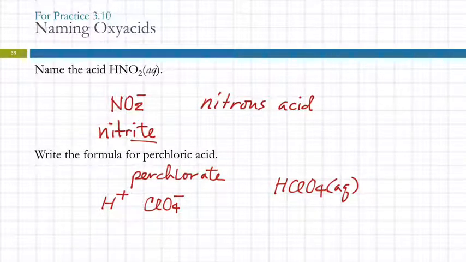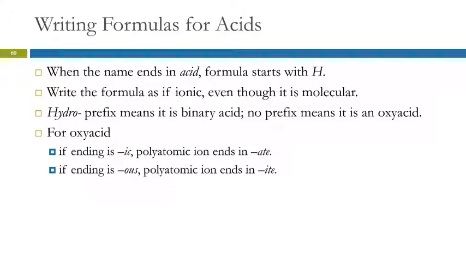Some acids have more than 1 hydrogen ion. If the oxyanion has a charge of -2 or -3, then you're going to need 2 or 3 hydrogen ions. So we just wrote a formula, but here are the instructions. If the name ends in acid, the formula is going to start with an H. Write the formula as if it were ionic, even though we know it's molecular. But when it goes into water, it forms ions. And so we use the charges to tell us how many of each thing we need.